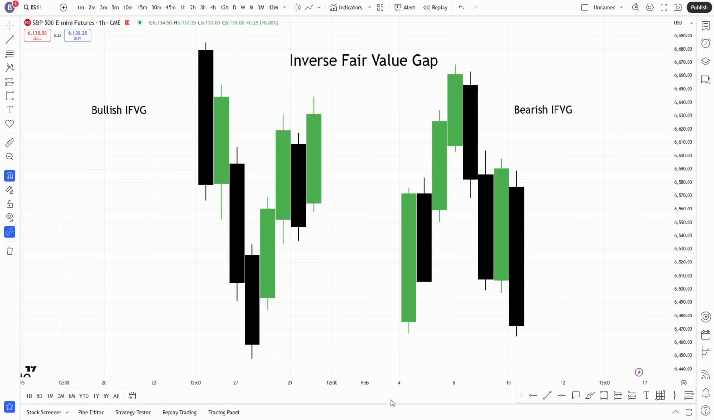Alright, so what is an inverse fair value gap? An inverse fair value gap is basically a fair value gap that we want to see get filled, and then price comes back later and respects it, pushing it in our intended direction.